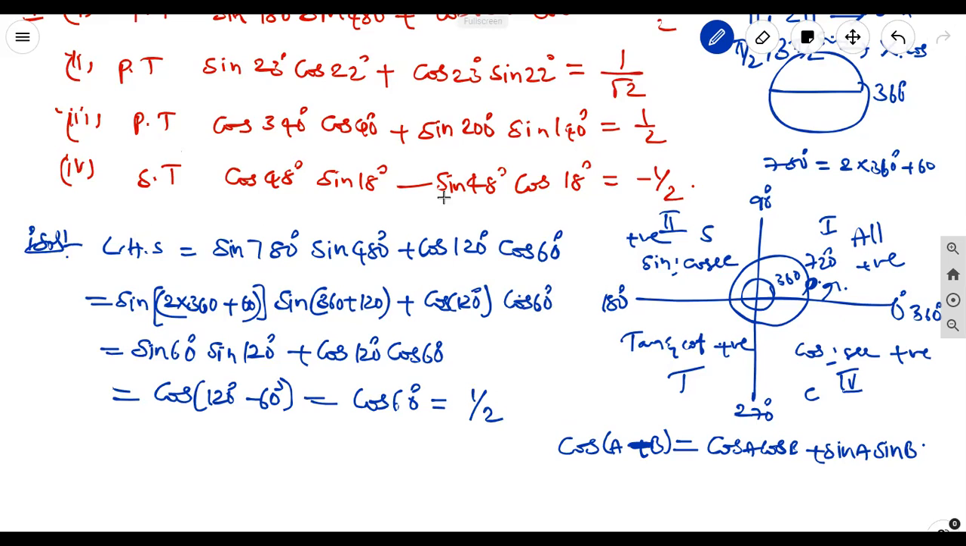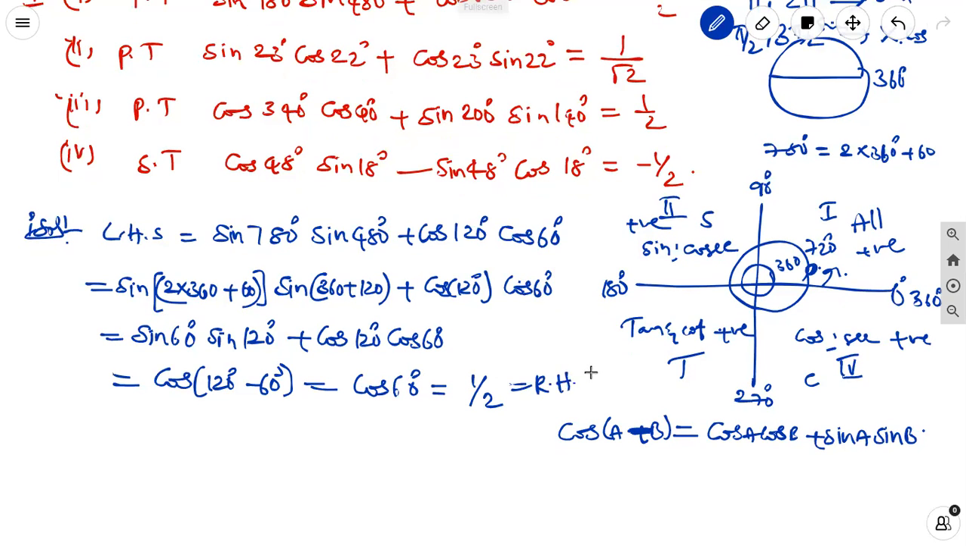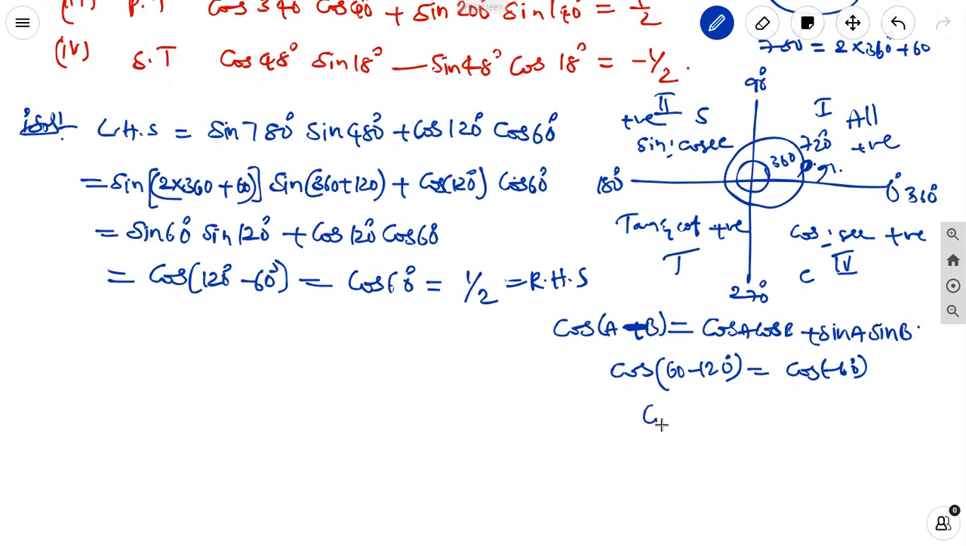And they are asking the RHS is also 1 by 2. And one more thing, some students may take the 60 first and later 120, no worries about that. Why? Because we are getting cos of minus 60, and cos is an even function. Even function is nothing but cos of minus theta is cos theta only. Just like minus 1 whole square, even means square, we get the positive.